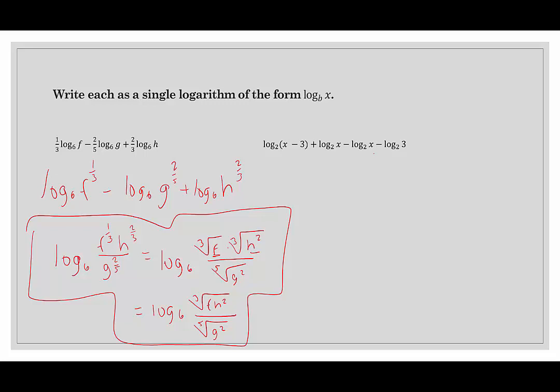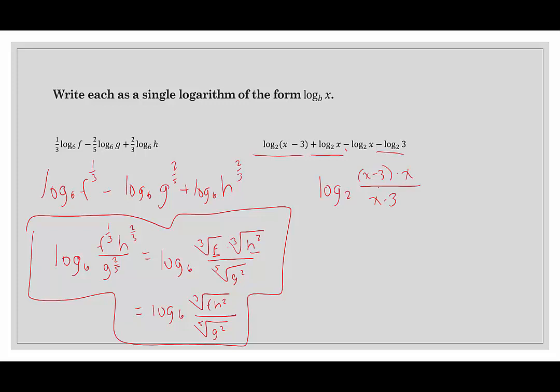Okay, in our final example, we have no coefficients, so we can go right into writing this as one single logarithm. This will be log base 2, and this has a positive coefficient, so x minus 3 is a factor of the numerator. This has a positive coefficient, so x is a factor of the numerator. This has a negative coefficient, so it's going in the denominator. Okay, so yay, this looks good.